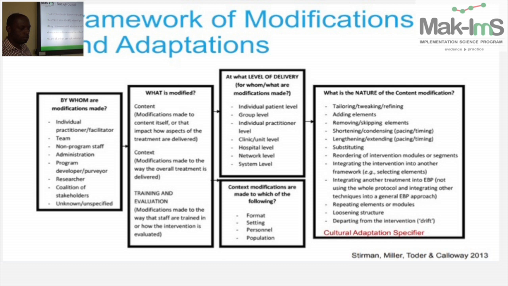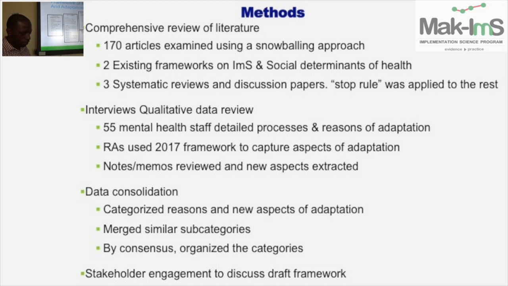So this is the earlier framework of 2013. It basically had five components. For any adaptation, anyone in implementation science needed to understand who is making the modification during the process of implementation, what exactly was modified, at what level of service delivery was the modification made, and within which context or setting was the modification made, and what is the nature of the content modification that was made. So then Bowman said, on top of that, we need to add reasons for the modification.